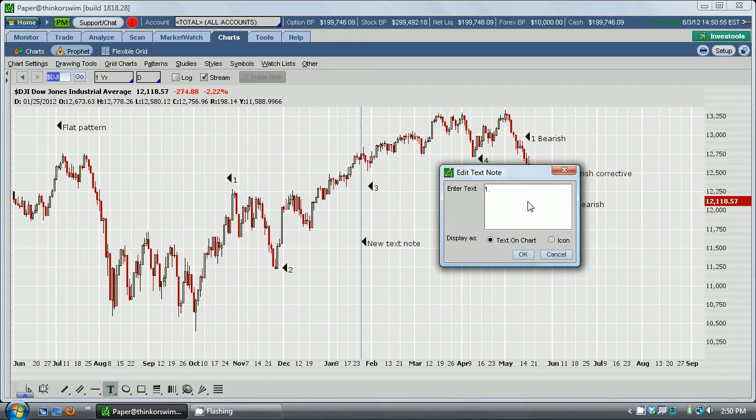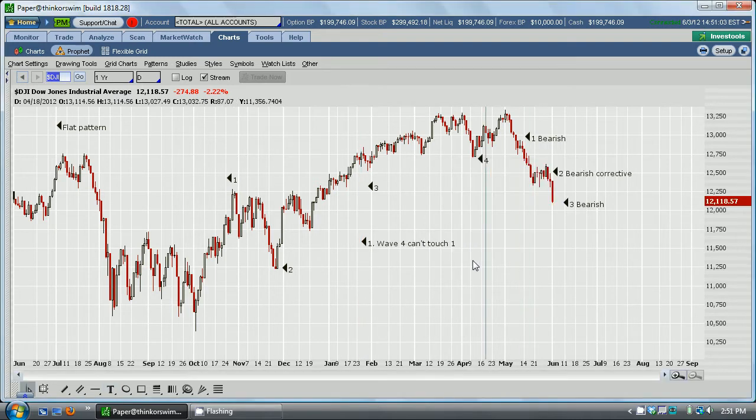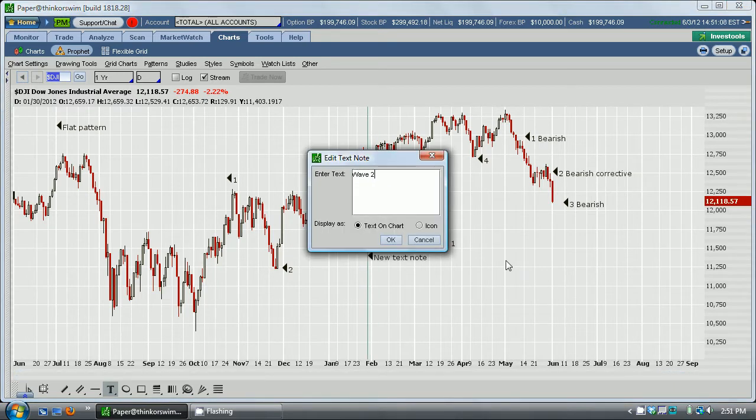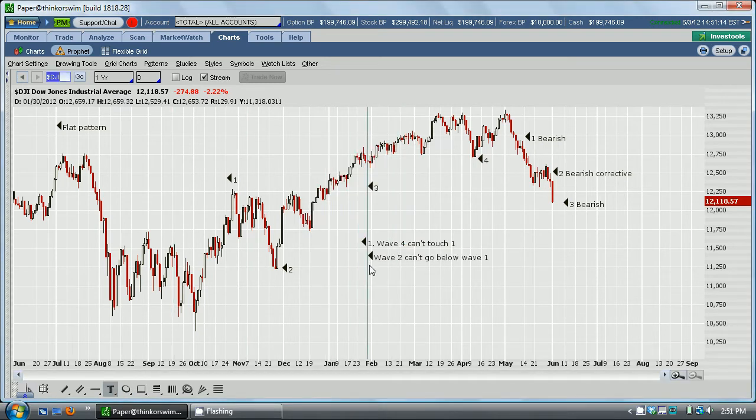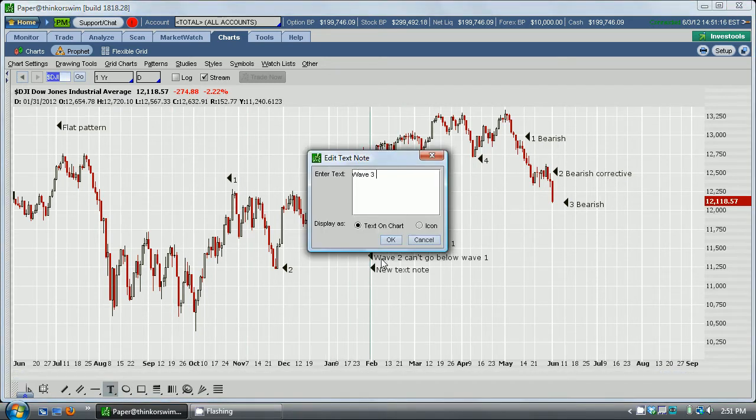So the first rule is that wave 4 can't touch wave 1. And the second one is wave 2 can't go below wave 1. And the final one is wave 3 is never the shortest of 1, 3, and 5.